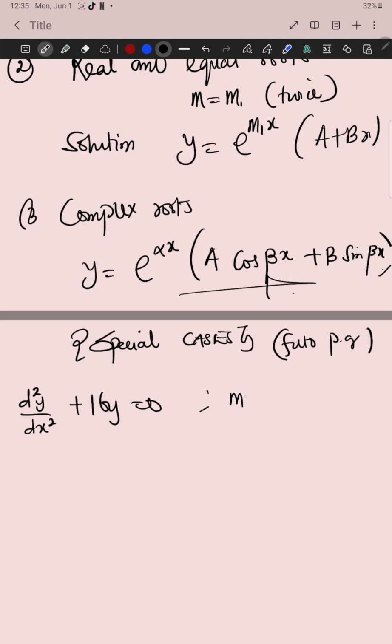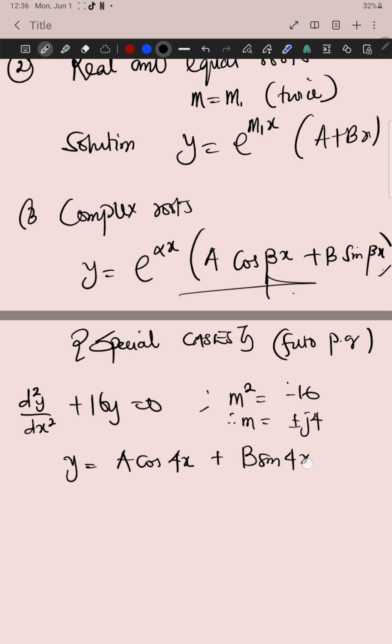If you solve this, you are going to have m squared is equal to minus 16. Then you are going to have m is equal to plus or minus j4. Right? Plus or minus what? j4. So it means that your y is A cos 4x plus B sine 4x. You just have to repeat this here: A cos 4x, B sine 4x.